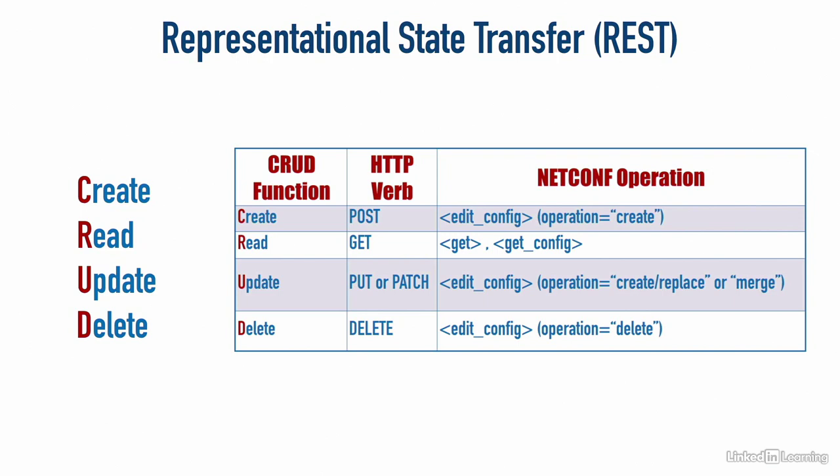For the read CRUD function, we could use the HTTP verb of get. Or with Netconf, we could do a get or get-config. Get-config, by the way, that's what we used in our previous video when we retrieved the configuration from the CSR1000V. And I won't read through the rest of the table, I'll just leave it there for your reference. But what I want to do next is show you Restconf in action.